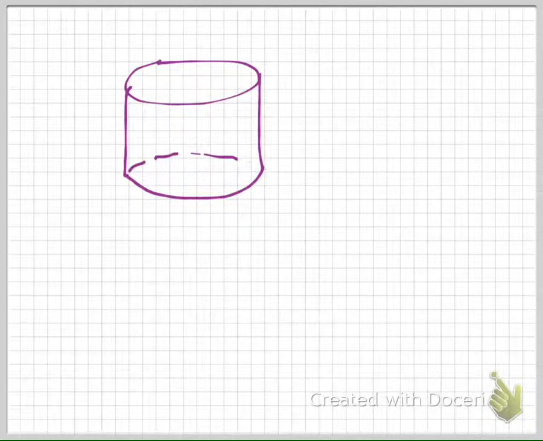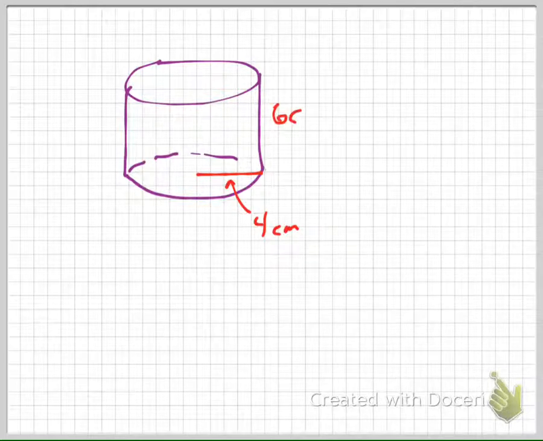Find the area of the base, which happens to be a circle. Then multiply by the height. Find the area of the circle, multiply by the height. So if I gave you this and said, okay, the radius here, this is 4 centimeters, and the height here is 6 centimeters, what would you do? What would you do, Jade?